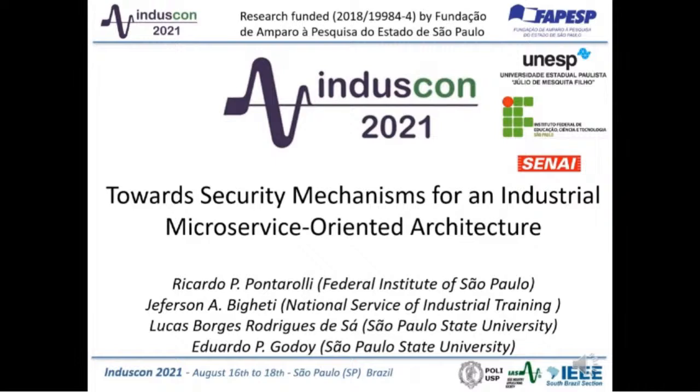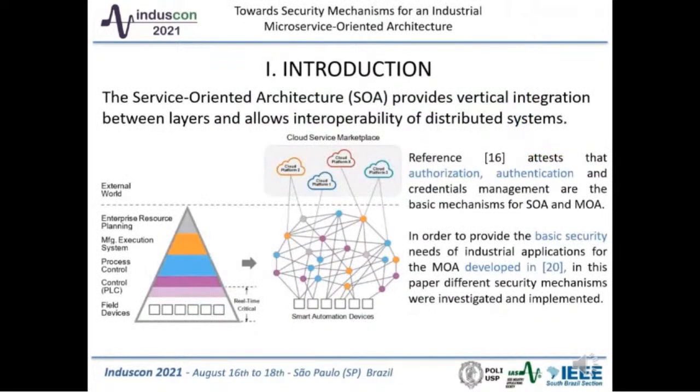My name is Ricardo Pasquati Fontaroli, and I will present our article, Towards Security Mechanisms for an Industrial Microservice-Oriented Architecture. When we talk about service-oriented architecture, which we call SOA, we can see a migration from the traditional architecture used in the industry, represented in the figure by a pyramid with hierarchical levels, to this new architecture based on a cloud. In this new architecture, all equipment, systems, and resources are in the same cloud infrastructure, enabling interoperability and system distribution.